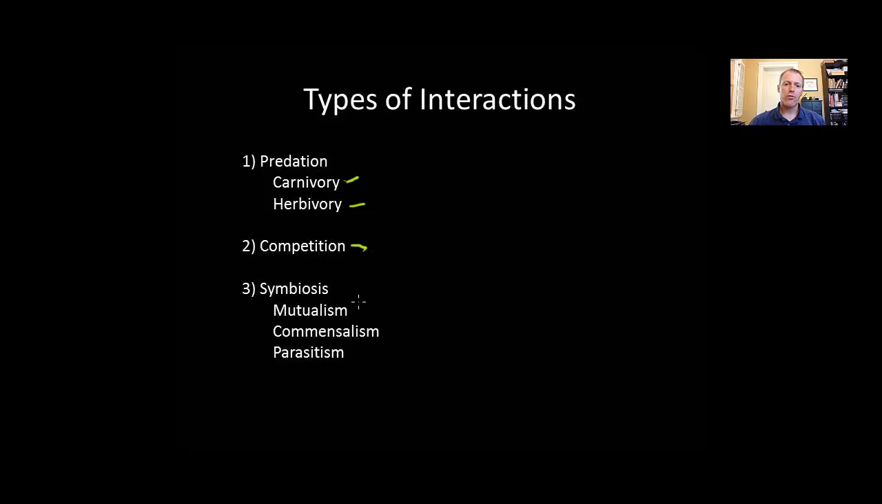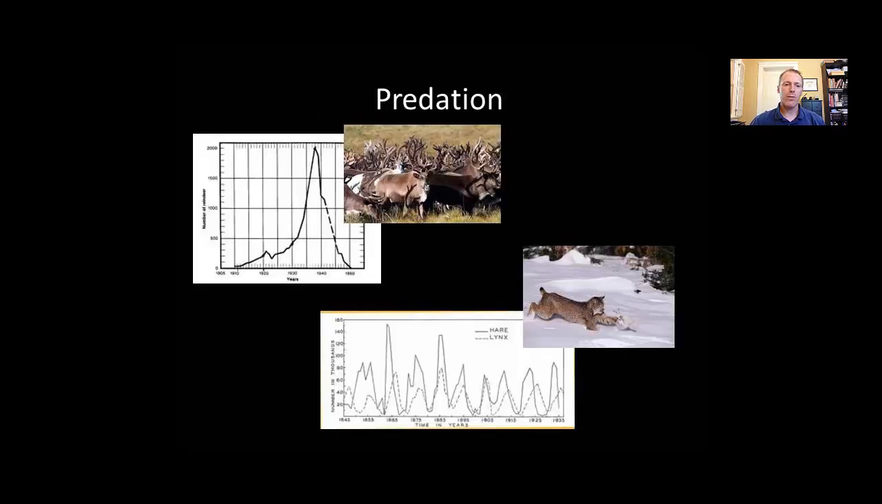Competition is when two or more organisms are competing for the same resource. And the last one is symbiosis. Symbiosis means living together. Sym is together and bio is life, so it's living together. So mutualism, commensalism, and parasitism are all types of interactions in which different organisms are living together. They're stuck together.